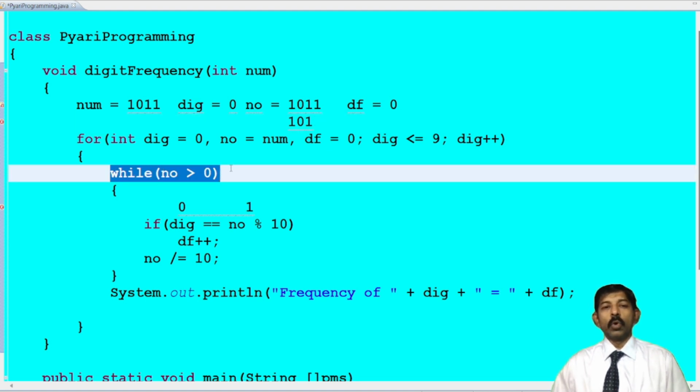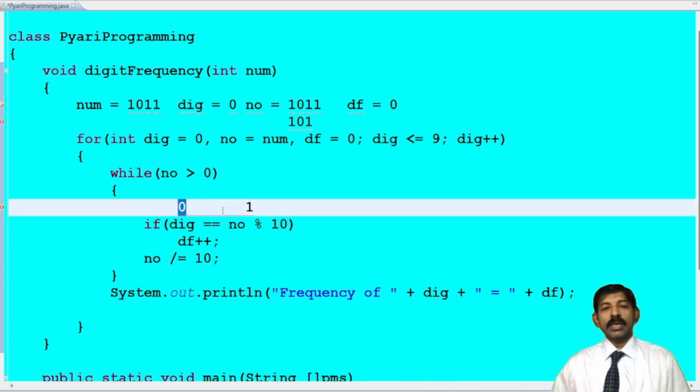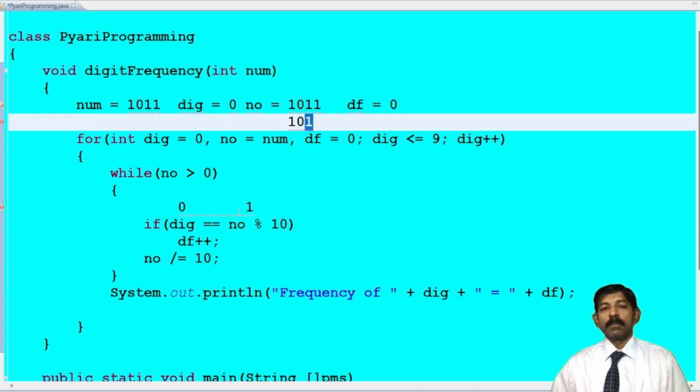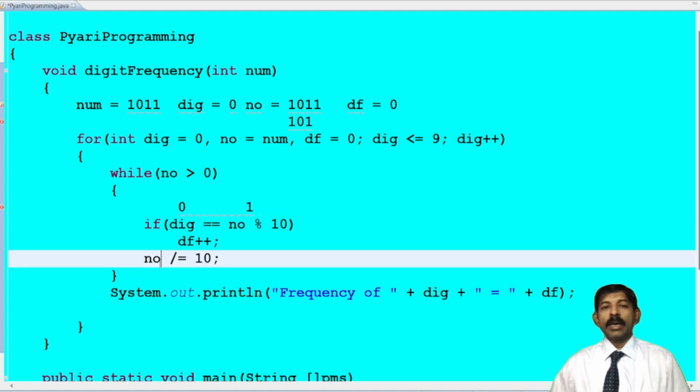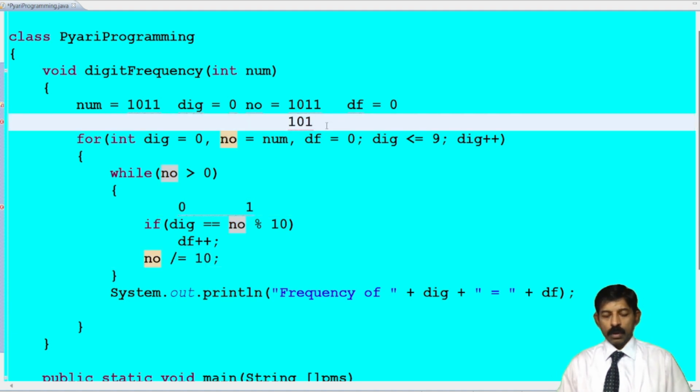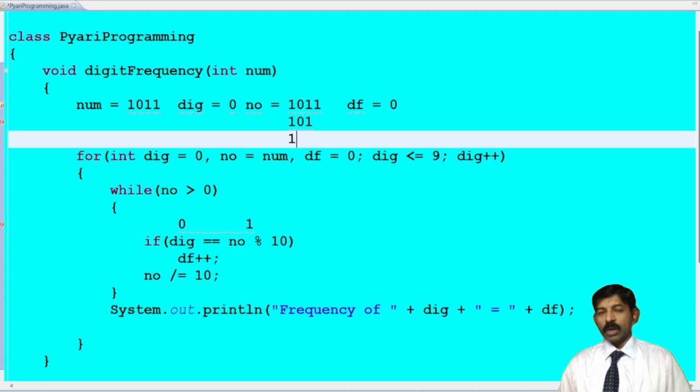101 greater than 0, true. Digit is 0 as it is. No modulo 10, now it will become 1 again. Why? The unit digit is 1. 0 is equal to 1, false. Now no by 10, no by 10 will reduce the number. The number will become now 10.